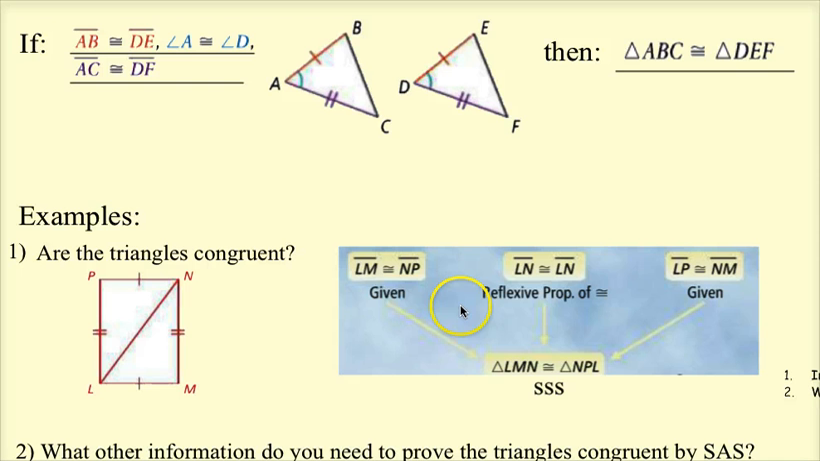Okay, so this is what a little flow proof looks like. So the question was, are the triangles congruent? Yes, they are congruent, and what's the reason? Side, side, side.